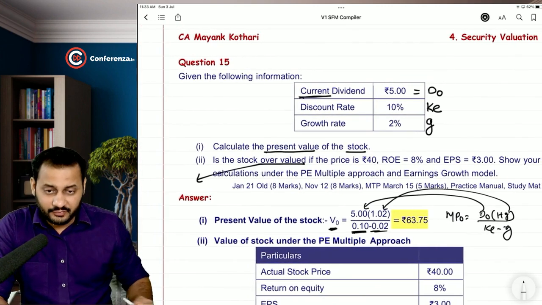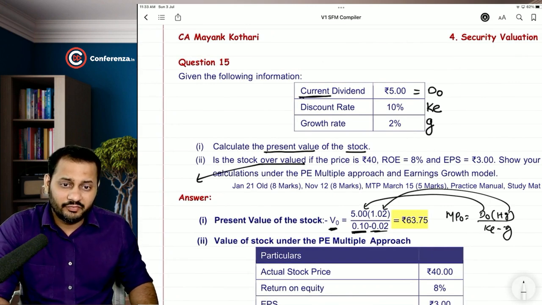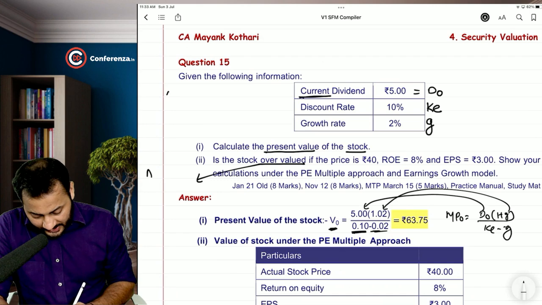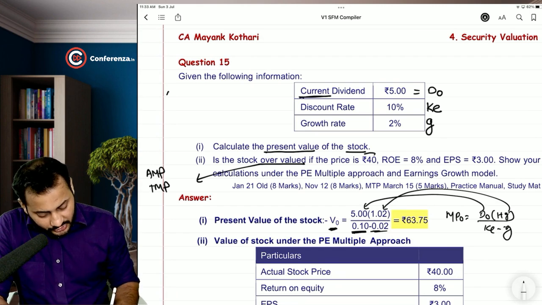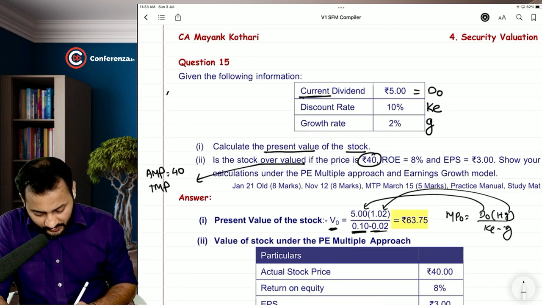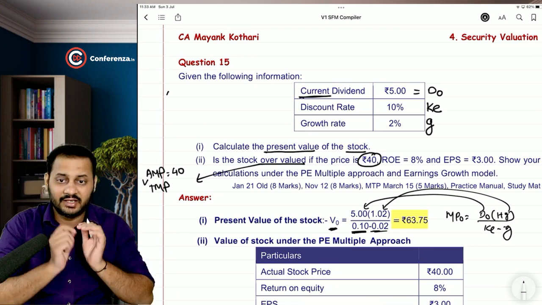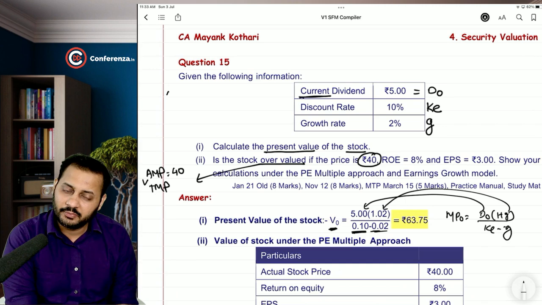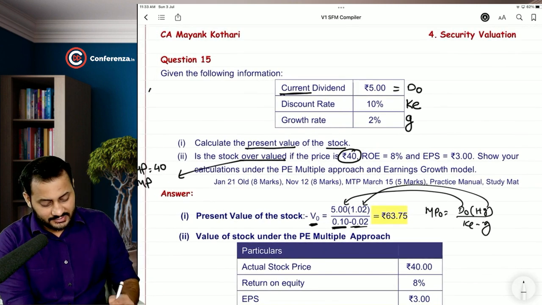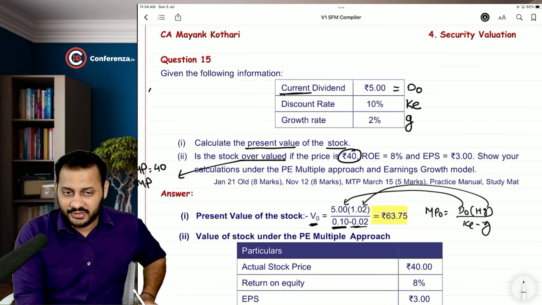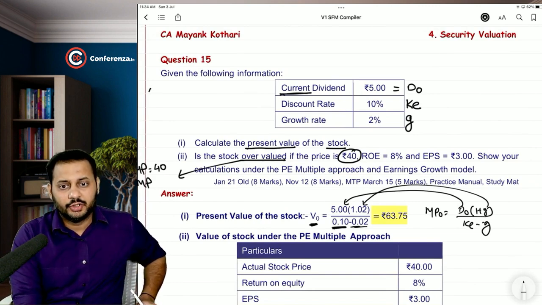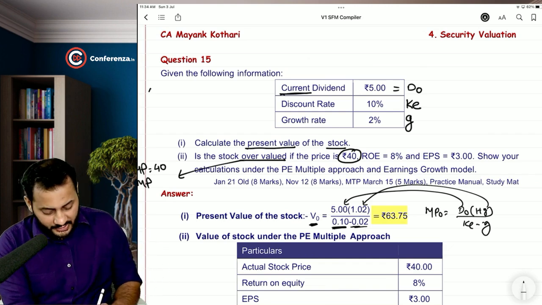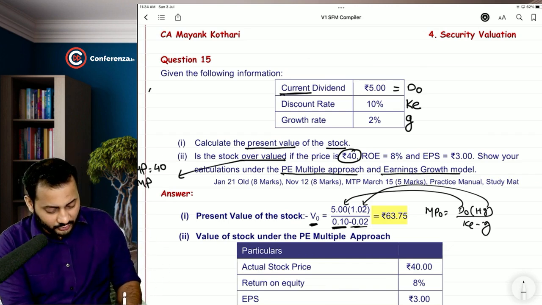For the purpose of concluding the stock as overvalued, we need to have two things: actual market price and theoretical market price. Actual market price of 40 is given to you already, and stock will be overvalued if the actual market price is greater than theoretical market price. So we need to find out the theoretical market price now. The next thing which is given to you is ROE 8%, earning per share 3 rupees. Show your calculation under the PE multiple approach and earnings growth model.